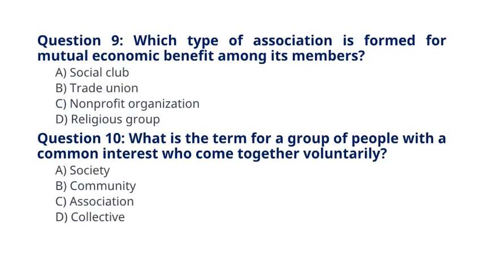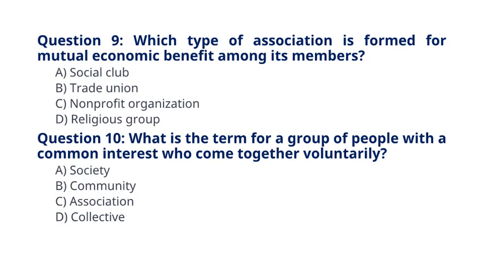Question 9. Which type of association is formed for mutual economic benefit among its members? A. Social club. B. Trade union. C. Non-profit organization. D. Religious group. The correct answer for question 9 is option B. Trade union.